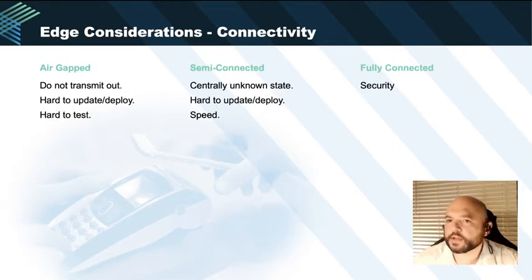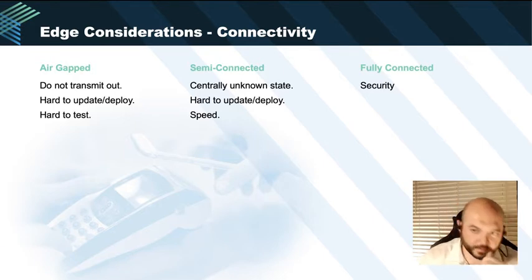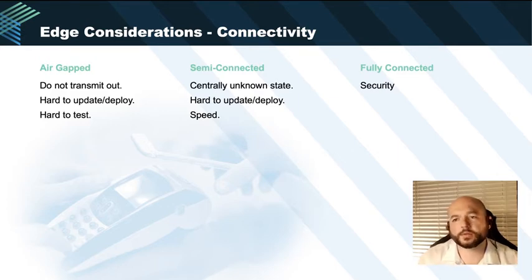So when we break down the different connectivity issues, you're really talking about inability to transmit out for air-gapped. Really everything is hard to do in air-gapped, like I mentioned. You can't transmit out, it's hard to deploy and update, and it's hard to test. For semi-connected workloads, you don't really know your central state. You also have a hard time updating and deploying, and your speed could be inconsistent. And then for fully connected devices, you obviously have security. And security is a big issue on that one. But it's really an issue for all of them.